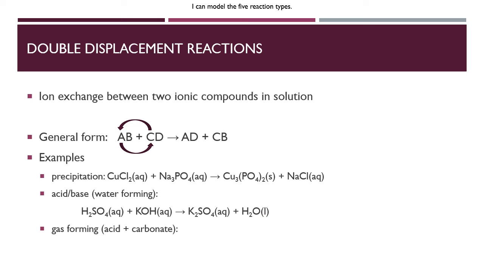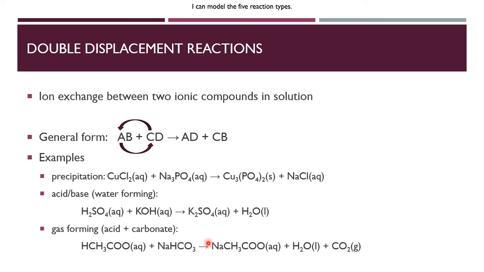The third sort of double displacement reaction is whenever we have a gas-forming reaction, and this will happen whenever we have an acid that reacts with a carbonate or a bicarbonate compound. So an example I have here is acetic acid, that's the HCH3COO. This is the acid that's in vinegar, reacting with sodium bicarbonate, where HCO3, that's the bicarbonate ion. If you look at your polyatomic ion chart, you'll see it listed there. It has the name hydrogen carbonate, also called bicarbonate.